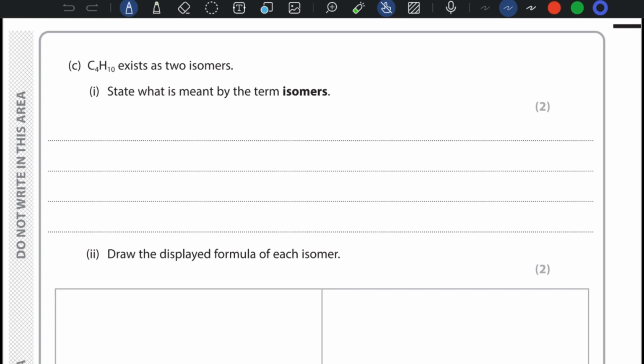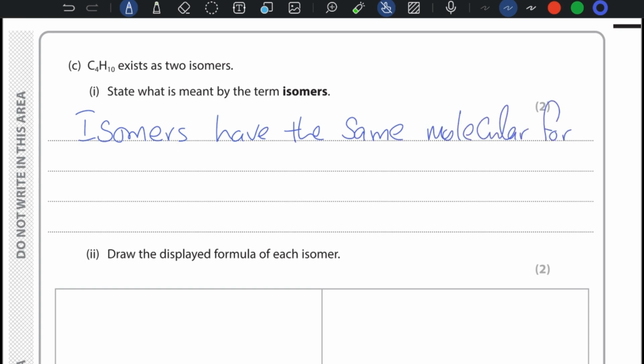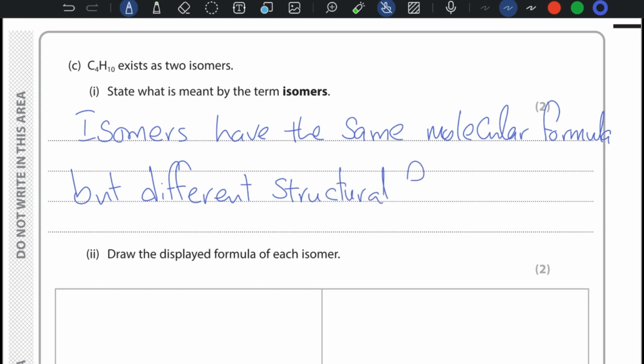C4H10 exists as two isomers. State what is meant by the term isomers. Isomers have the same molecular formula but different structural formulae.